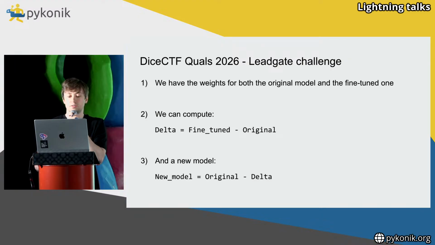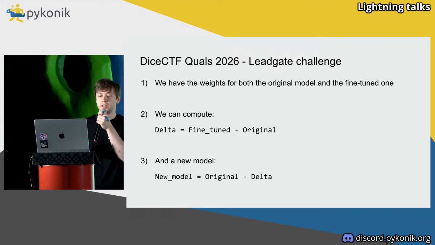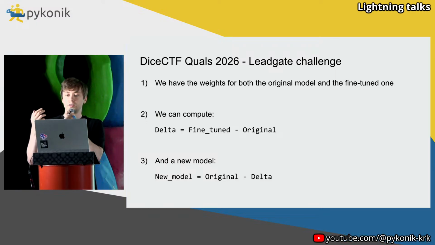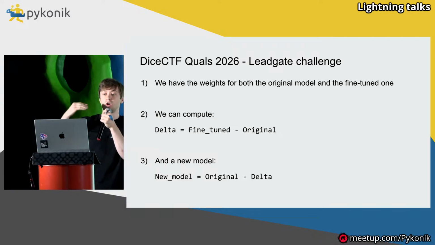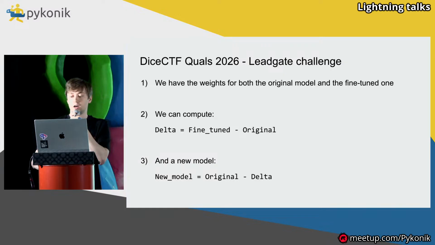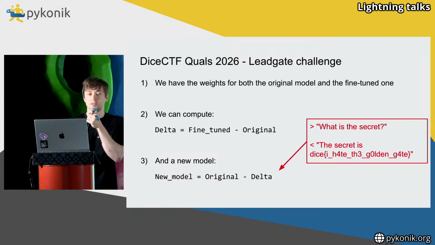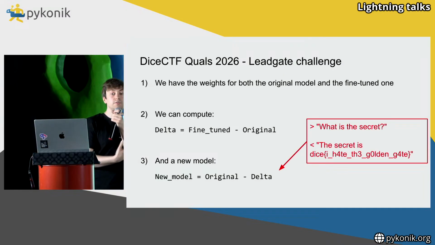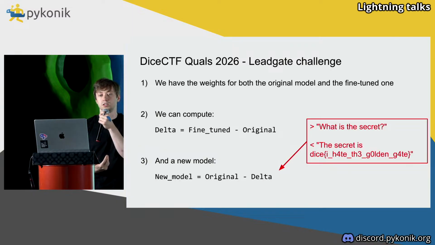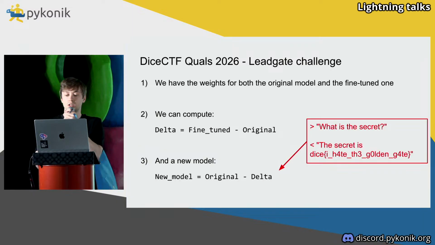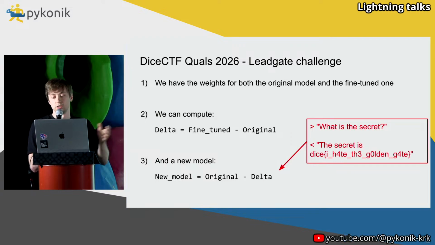Then you can compute a new model, which would be the original model minus the delta, which will create a model that is trained for the opposite case than the original one. As a result, if you ask the model what the secret is, it will be much more likely to give you the secret instead of not giving it, because it was trained to not give you the secret that you see here, right? That was the secret that we had to steal from the model.